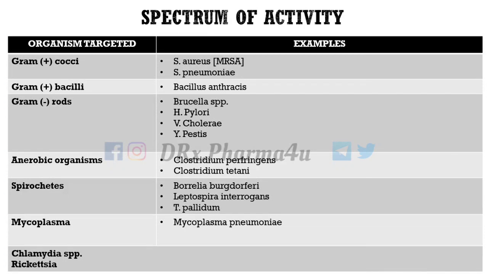Then we have Mycoplasma, which is another kind of organism. It causes Mycoplasma pneumoniae, that is the name of the organism. So if you are having pneumonia due to Mycoplasma, we can give tetracycline. And we have Chlamydia and Rickettsia. Regarding all of these, I will be talking later when I talk about the uses in detail.